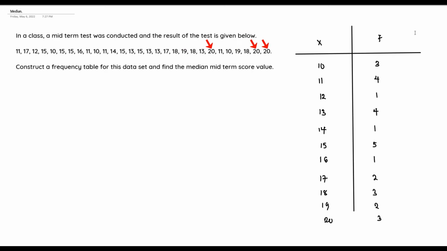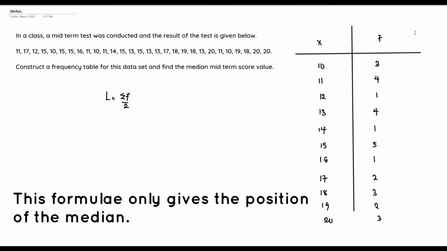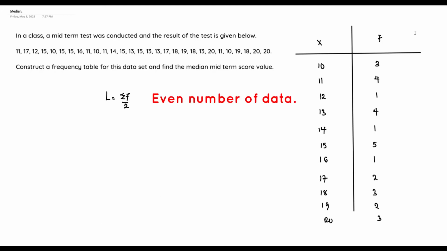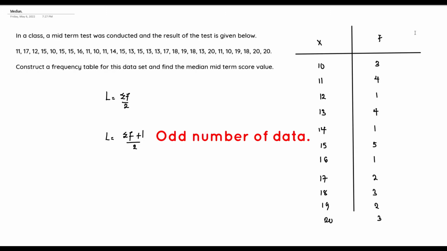So whenever we have a frequency distribution for our data sets, the formula for getting the median actually has 2 variations. So we have that the position of the median, L, is equal to summation F divided by 2. So this actually gives us the position of the median and not the median itself. We use this variation when we have an even number of data points, and we use this other variation, L is equal to summation F plus 1 divided by 2, when we have an odd number of data points.